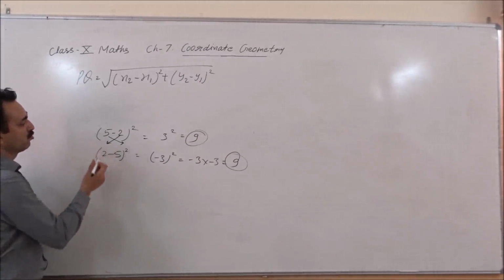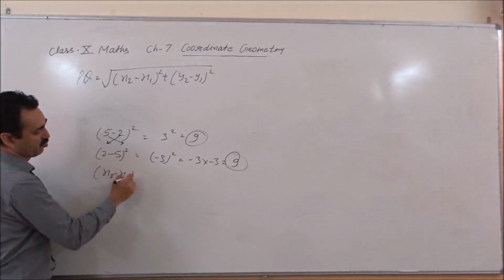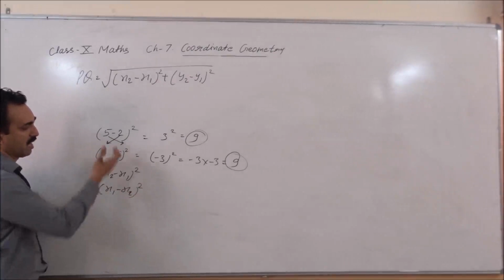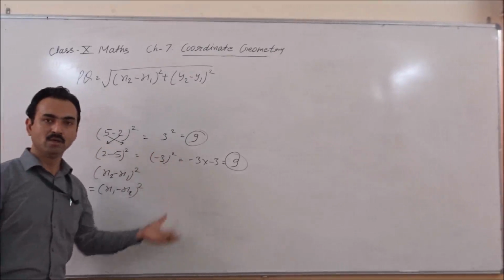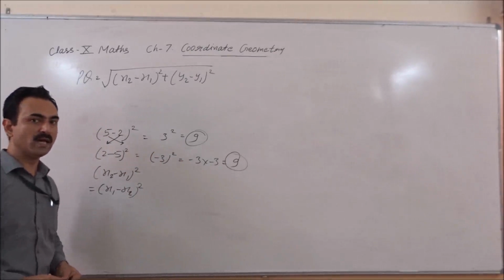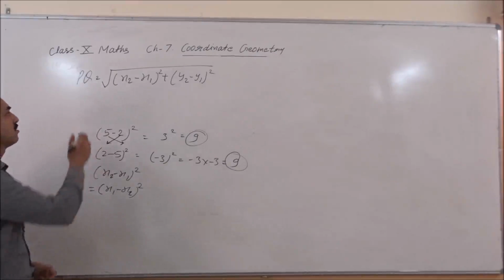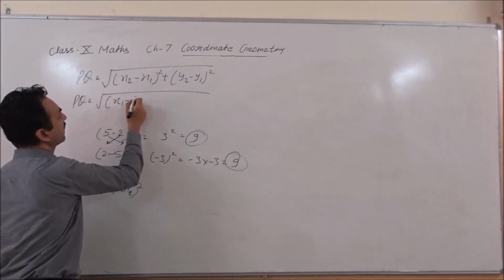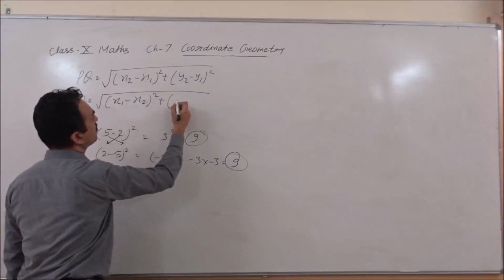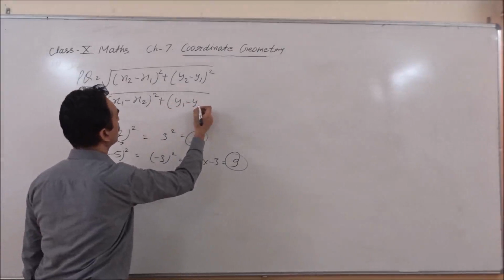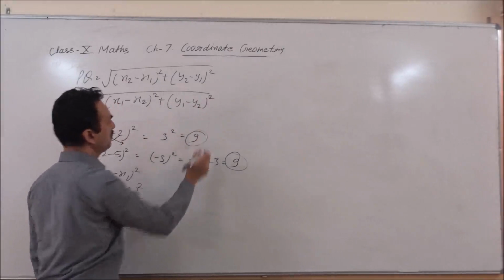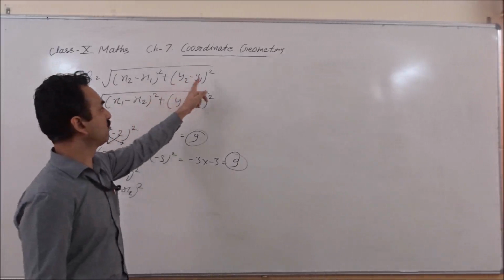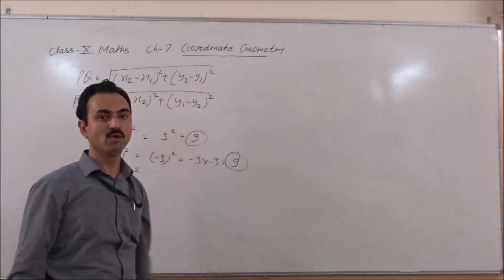Now I want to ask you, if you are writing x2 minus x1 whole square, can you write x1 minus x2 whole square? I think it is easy, understand? If you write x1 minus x2 whole square, it is also correct, because we can take any point first. It is not compulsory to take the first point first. So x2 minus x1 whole square can be written as x1 minus x2 whole square, and y2 minus y1 whole square can be written as y1 minus y2 whole square.